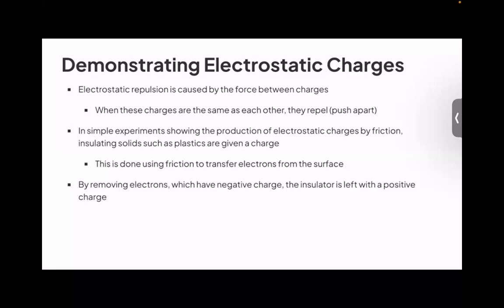And it can be done on an insulator. Obviously, it can happen with any object: a piece of cloth, a comb, anything that can have a charge on it. That is called an electrostatic charge.